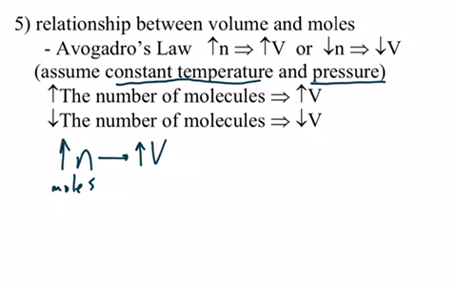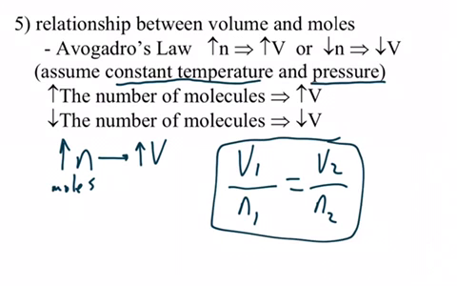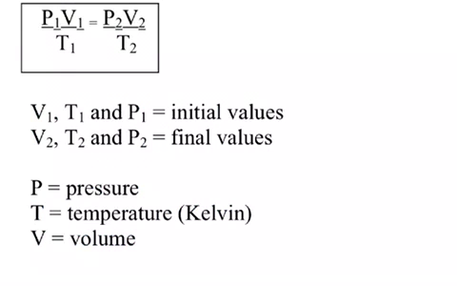And the formula for this looks like this: V1 over n1 equals V2 over n2. Notice again, pressure and temperature are not part of this. Now I have a little trick I'm going to show you that helps you remember these different gas laws. That trick has to do with the combined gas law. This is the formula I gave you for the combined gas law.